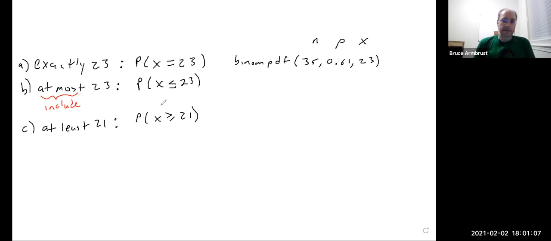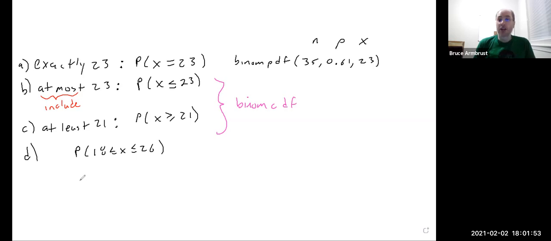So for these, we're going to use CDFs. We're going to use the cumulative distribution function because we've got more than just one value. And let me write out D as well. When it said between 18 and 26, including 18 and 26, that's going to be this one with the or equals. And so all three of these are going to require some version of binomial CDF.